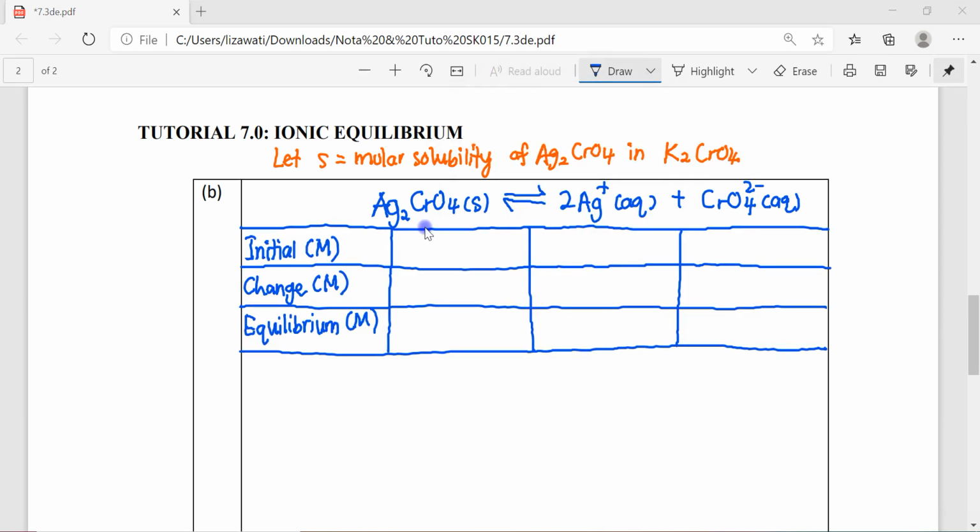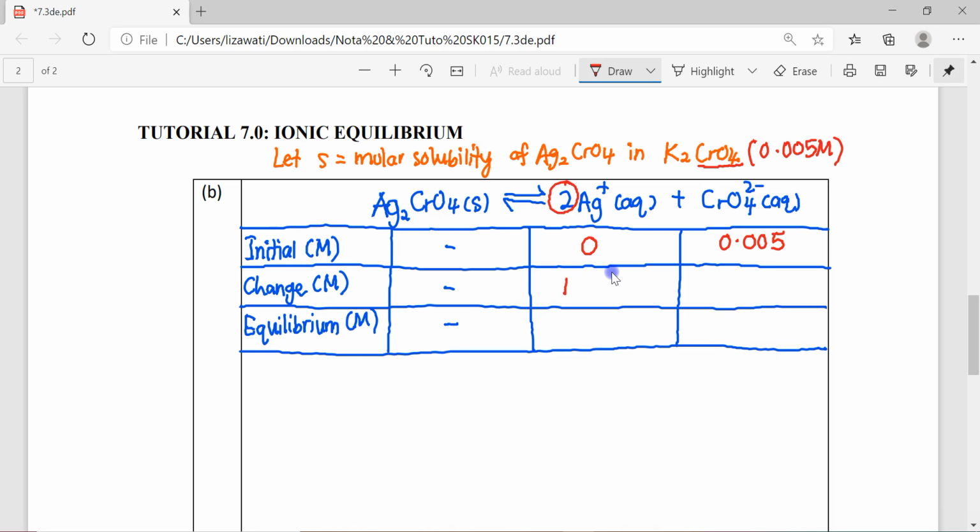Next, substitute all the values. So for the salt, which is a solid, just write dash, dash, dash. So the initial concentration for Ag plus is 0 because not formed yet. Okay, as for the chromate, it has a value because there is a common ion present, that is the chromate ion that came from the potassium chromate. So the initial concentration for chromate ion is 0.005.